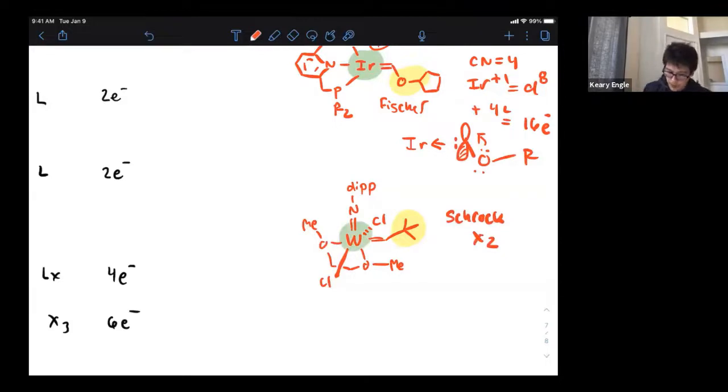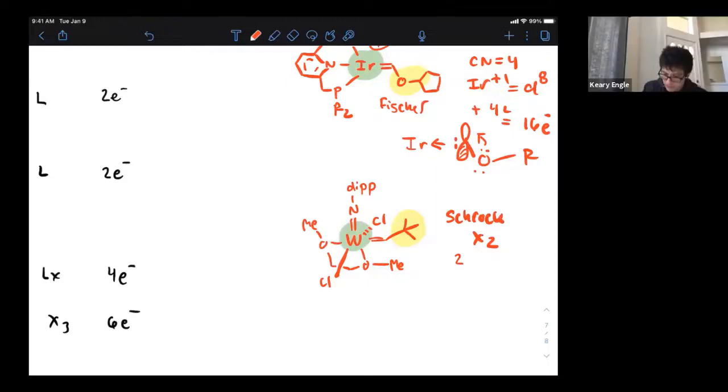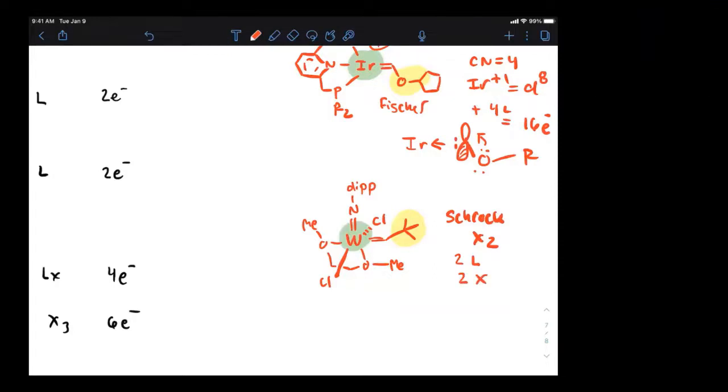Okay, and now we can do some of the easy ones. Maybe we'll assign all the ligands first, and then the oxidation state of the metal is probably the best way to do it. Sure. So you've got this glyme. What's that? That would be 4 electrons, so 2 L type. And then you've got 2 chlorides, 2 X type.